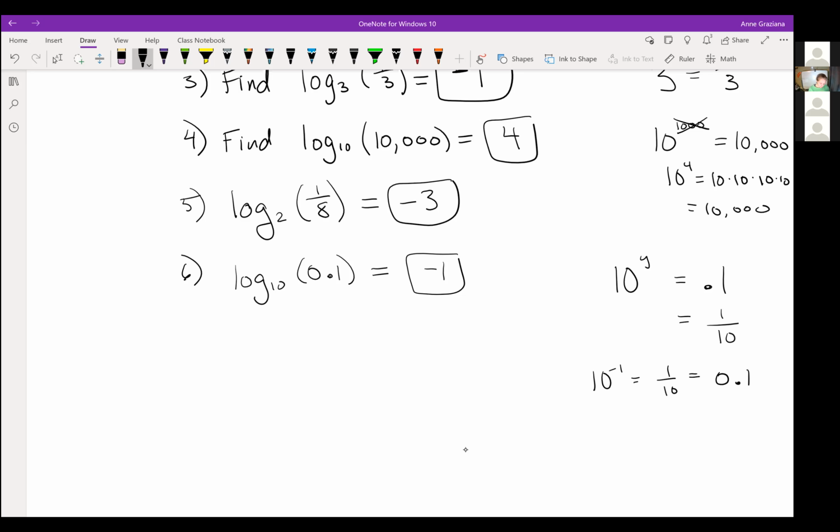All right, see how good you guys are. Log base 9 of 27.